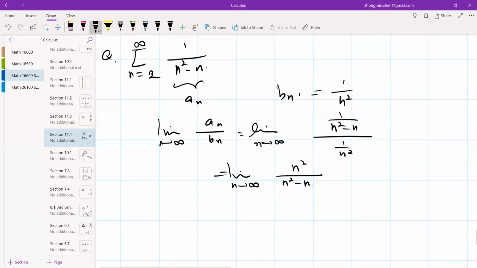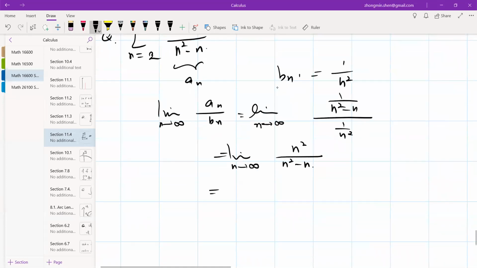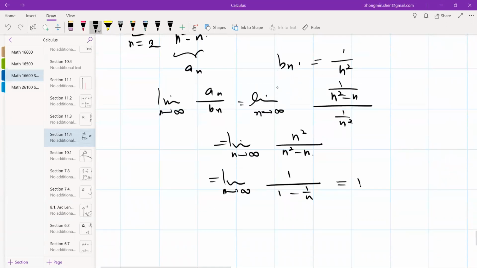Okay, divided by n squared. How to find the limit? It's going to be 1 over 1 minus 1 over n. So it's going to be 1. Okay, so 1 is between 0 and infinity. It's a positive, finite number. So the convergence is similar.